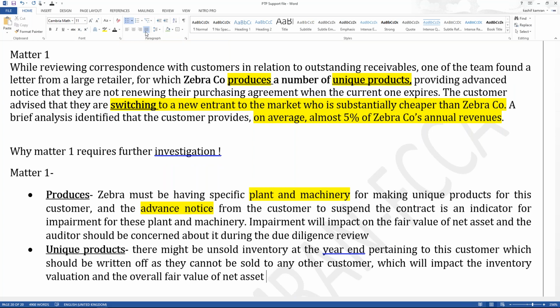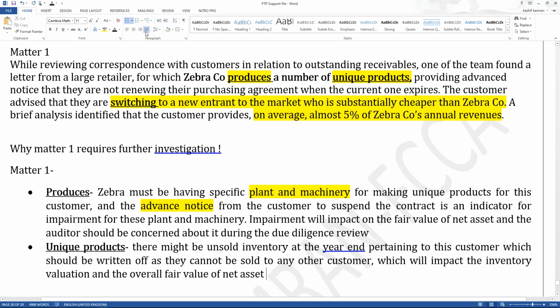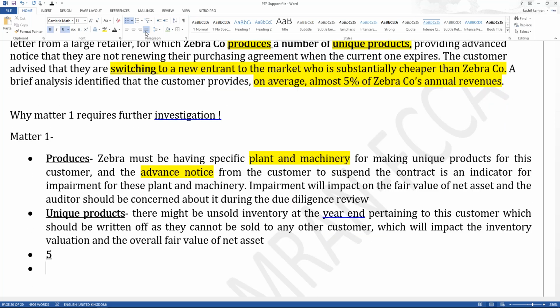Is that clear? So see how I pick points? When you're reading the case, I pick the word produces and I connect that with plant and machinery as part of assets. Unique products, I picked that word and connected that with inventory as part of assets. And that's not the end. The next thing, switching to a new entrant, and it's 5% of the total revenue.